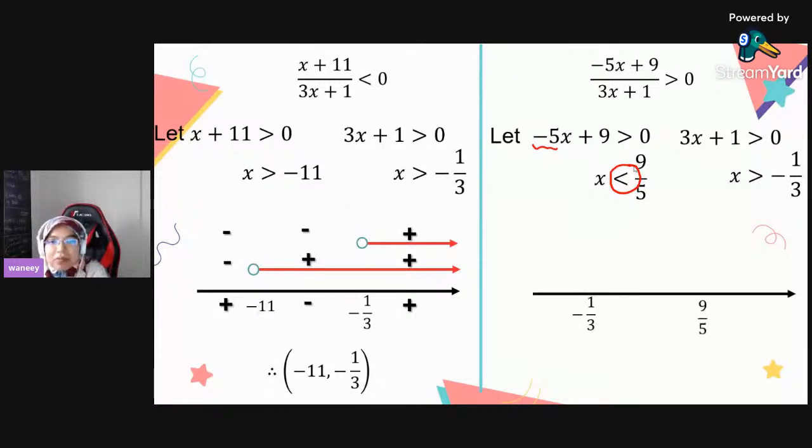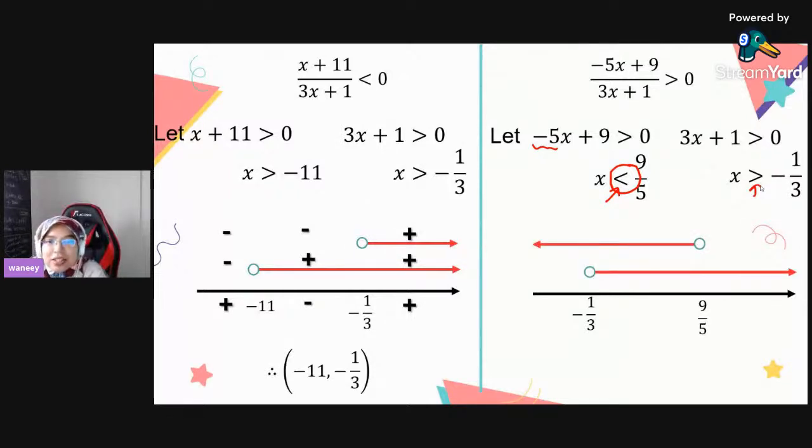And then draw your number line. Be extra careful who's on the left and who's on the right hand side. Another thing to be careful with is that this sign is less than 9 over 5, so it goes to the left. This one over here is greater than, so it goes to the right hand side. So there are two arrows, one to the left, one to the right.